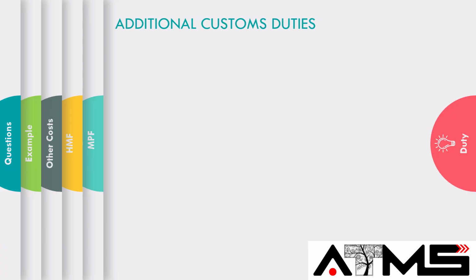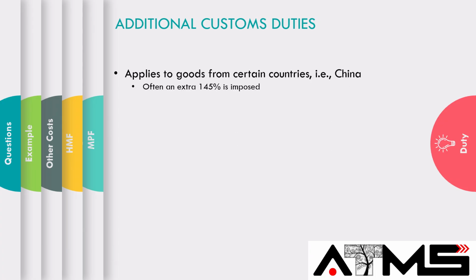Now, let's move on to additional duties that may apply under special circumstances. Recently, under the second term of the Trump administration, there has been renewed discussion around additional tariffs, which are different from general customs duty. For example, certain products imported from China or other specified countries may be subject to retaliatory tariffs as high as 145%.